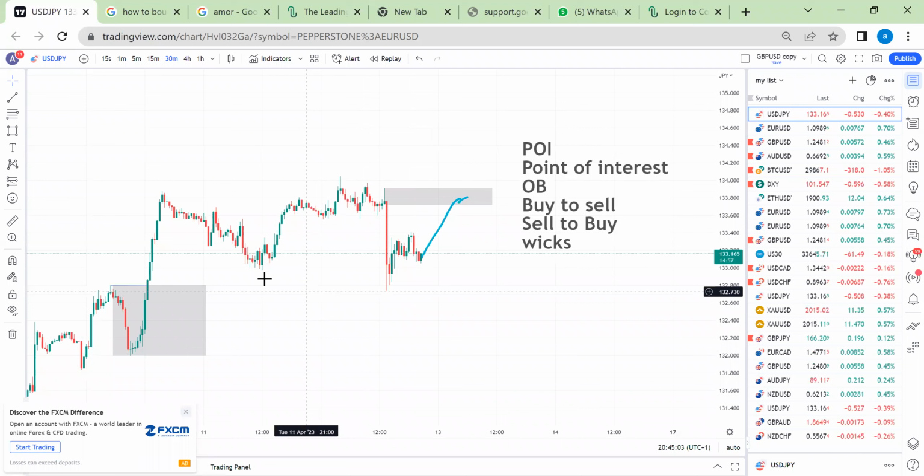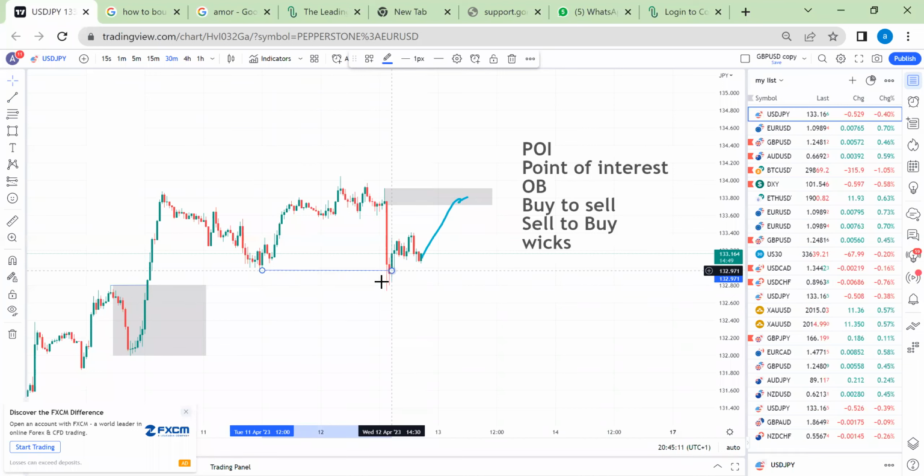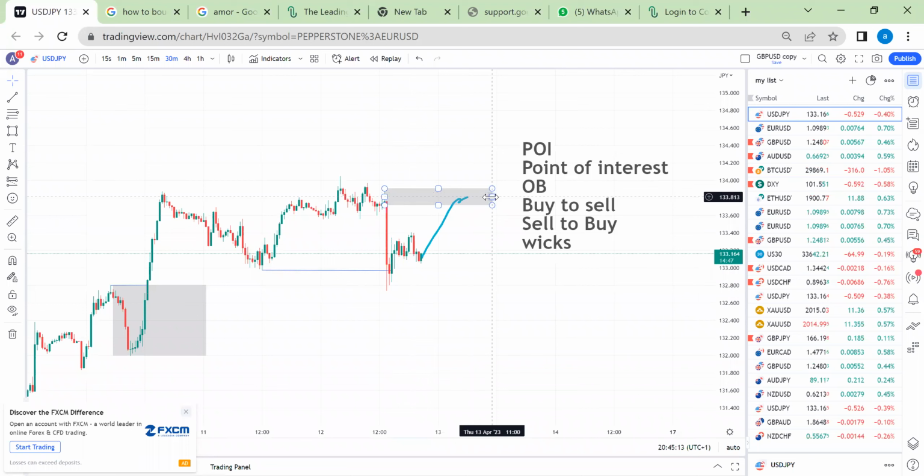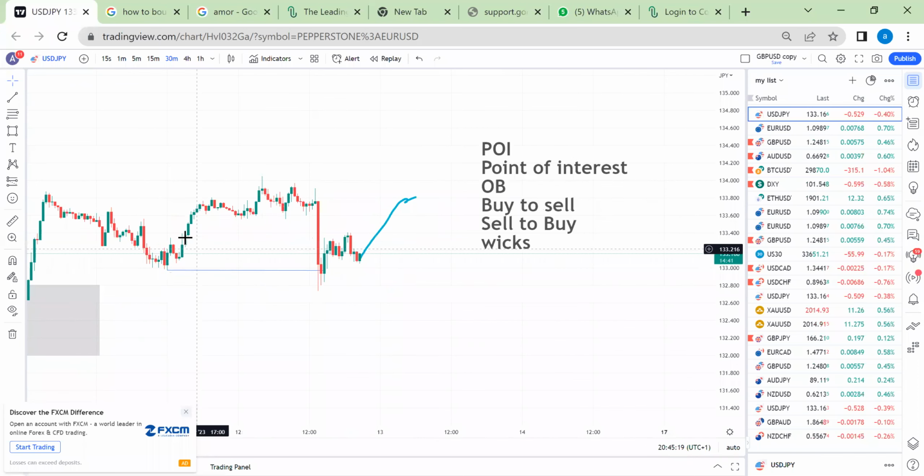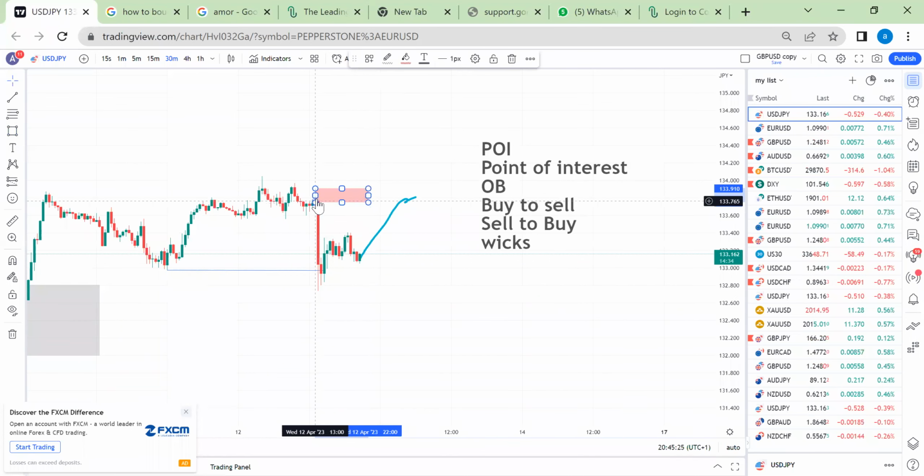Now let's start to see this. Let's say we have a break of structure downward here, right? So this can be another block. But you can also see it as a wick. You can just mark out only the wick, just like this.